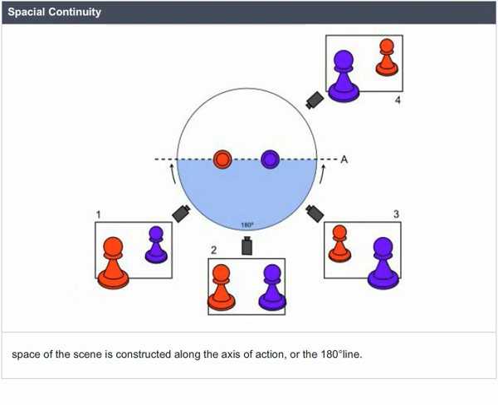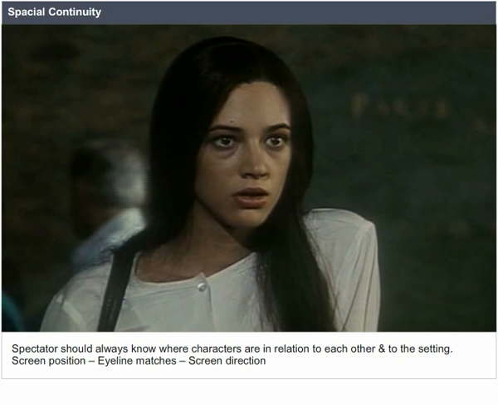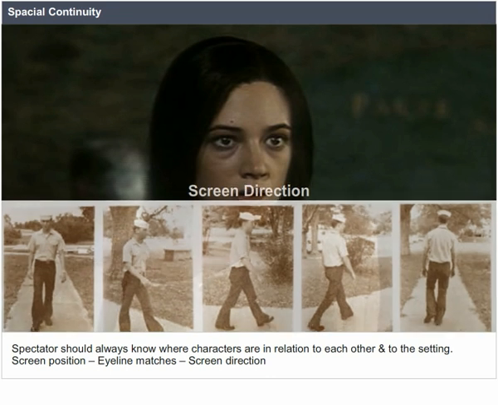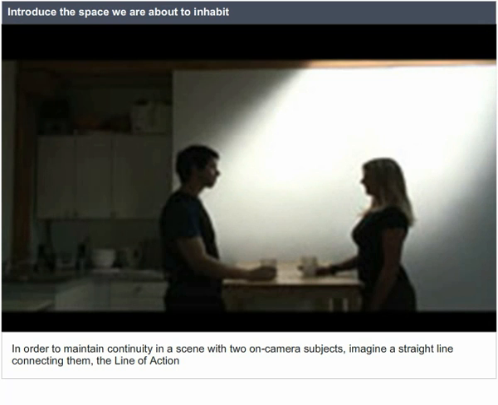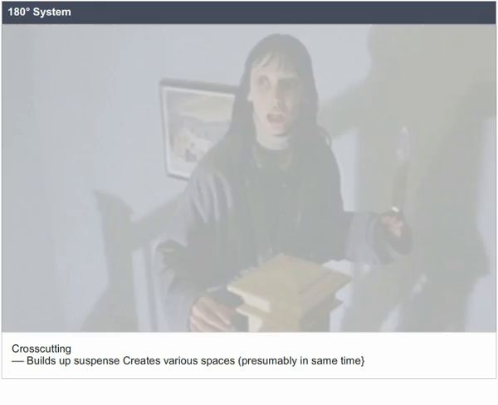Spatial continuity. Space of the scene is constructed along the axis of action or the 180-degree line. Spectators should always know where characters are in relation to each other and to the setting. Screen position, eye-line matches, screen direction. Introduce the space we are about to inhabit. In order to maintain continuity in a scene with two on-camera subjects, imagine a straight line connecting them, the line of action. 180-degree system.